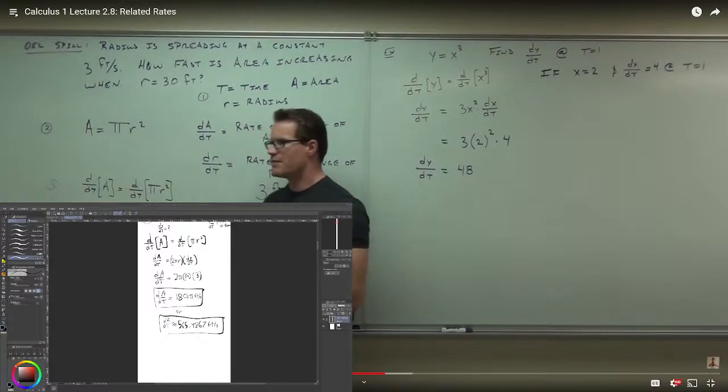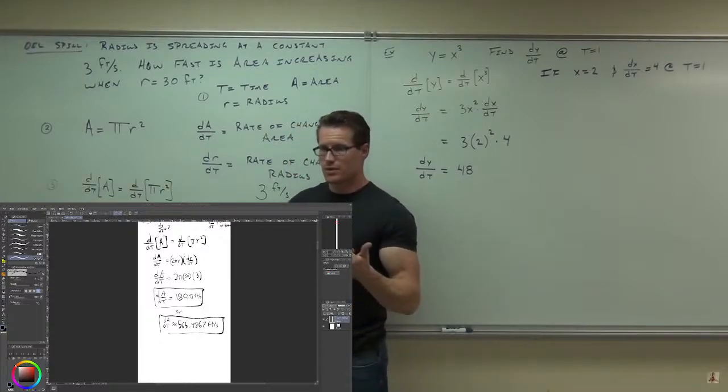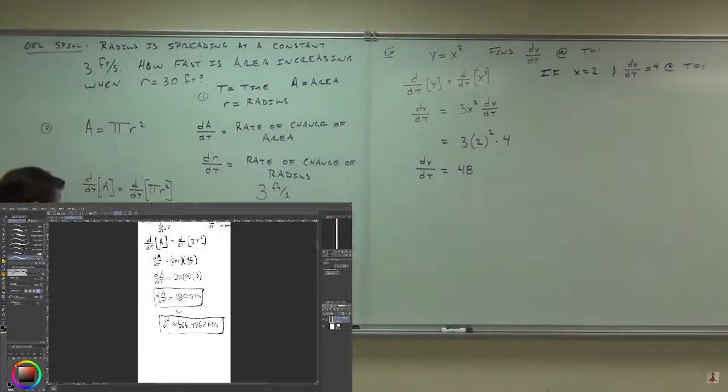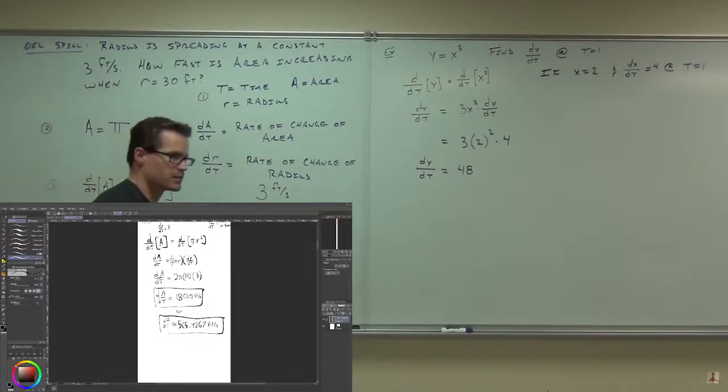My radius is 30. Do I have a dr/dt? 3. So we're going to have 2 pi times 30 times 3 feet per second. In fact, I'll use the units so you see it. 30 feet times 3 feet per second.